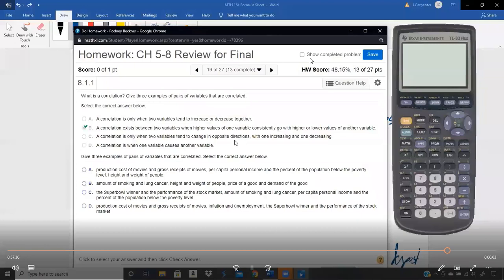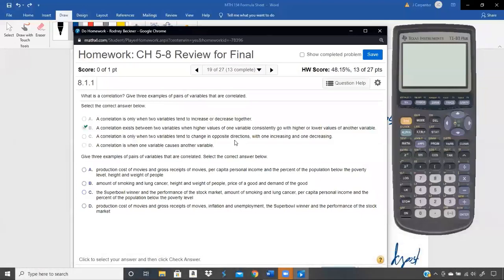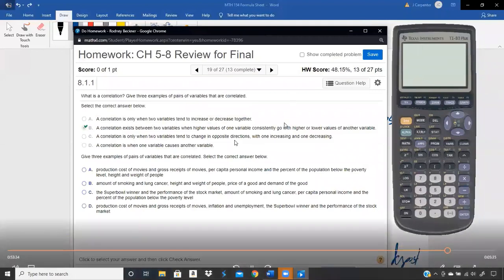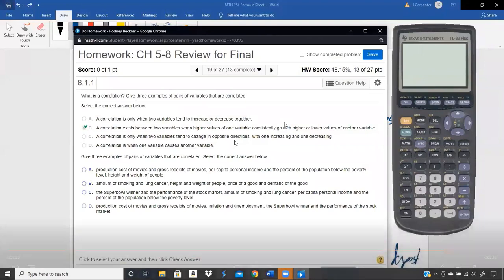Give three examples of pairs of variables that are correlated. A: production cost of movies and gross receipts of movies, per capita personal income and the percent of the population below poverty level, and height and weight of people. Height and weight sounds good. Percent of population below poverty level versus per capita personal income, well, that would be an inverse correlation maybe. So A is a maybe, but I don't know about that first one. Just because you have a high-costing movie, does that mean you're going to get more money off of it? There's plenty of movies that might argue with that.